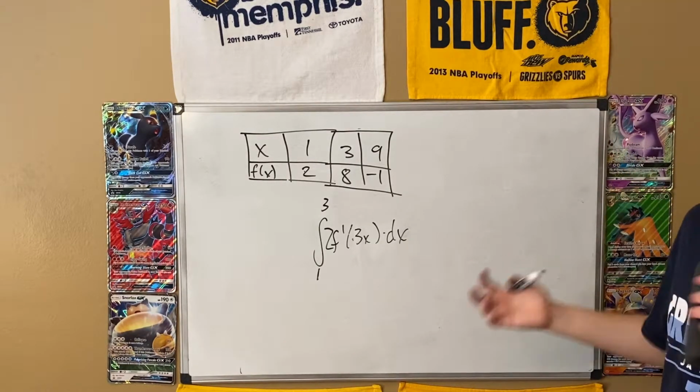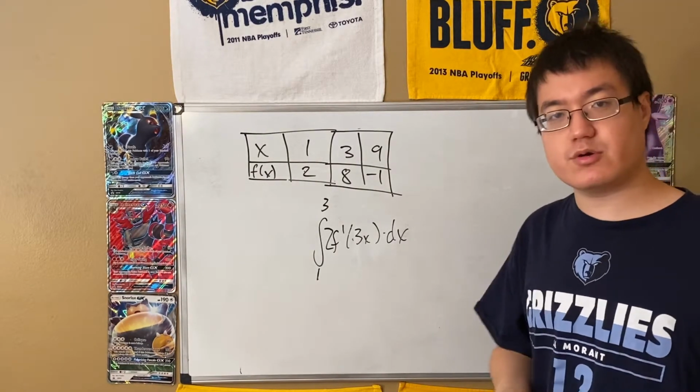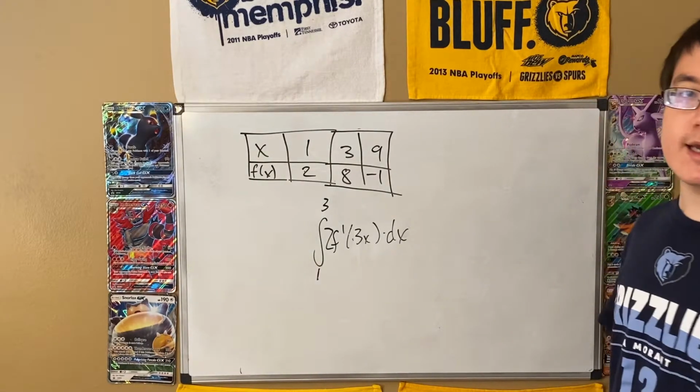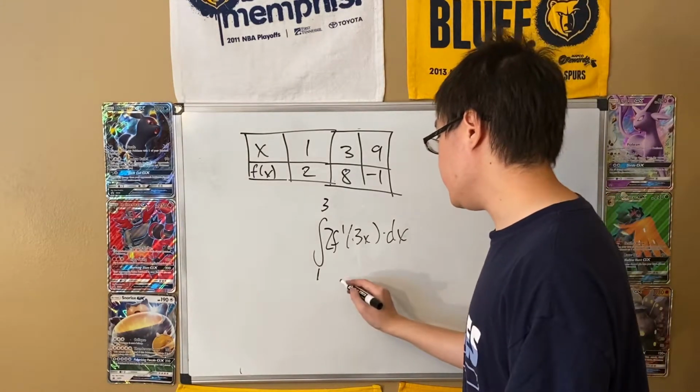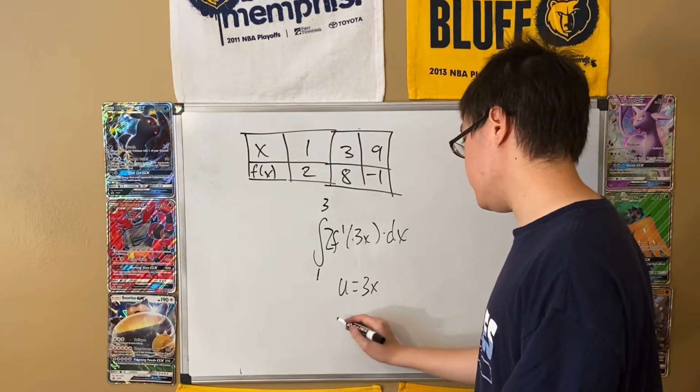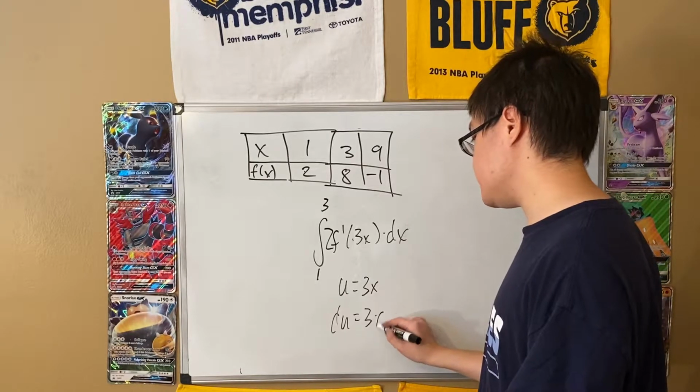So what we're going to do is we're going to do this last question 2 different ways. We're just going to do a normal u-sub. And hopefully you recognize that it's a u-sub because there's a 3x in here. So let's just do the u-sub. u is equal to 3x. Then du is equal to 3 times dx.